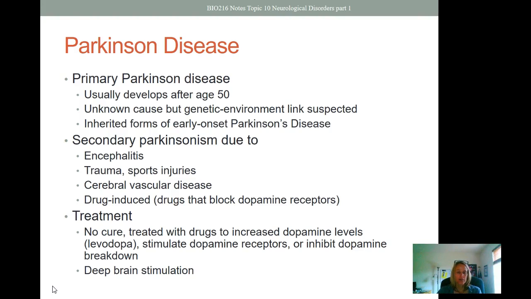Treatment: there is no cure, but it can be treated with drugs to increase dopamine levels or stimulate the dopamine receptors, or to inhibit dopamine breakdown. Deep brain stimulation has also been used.